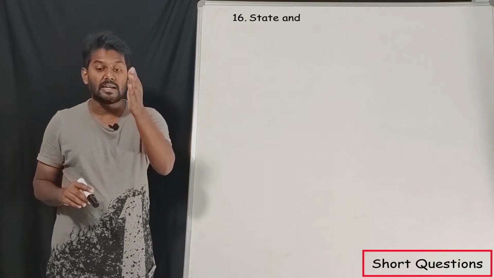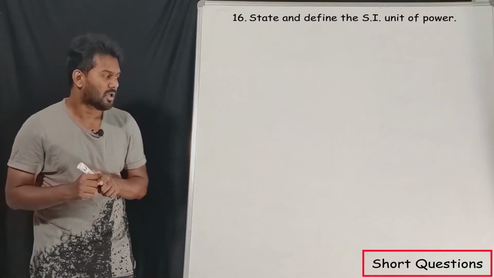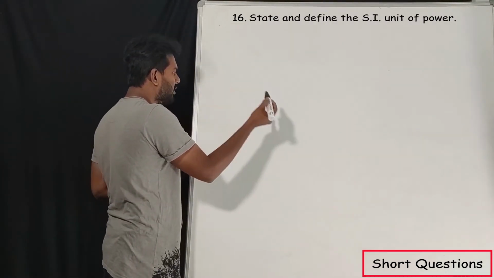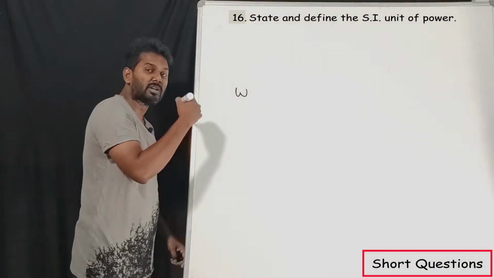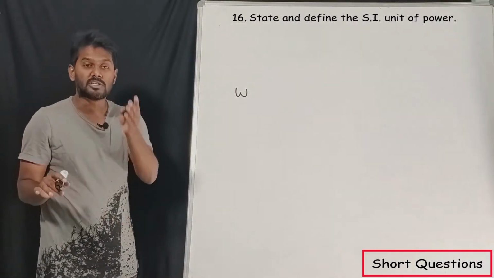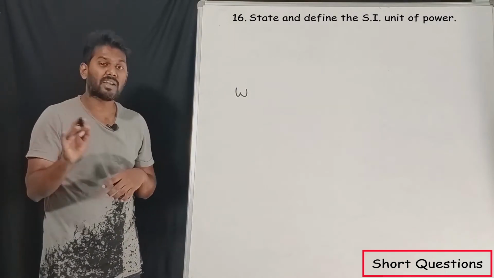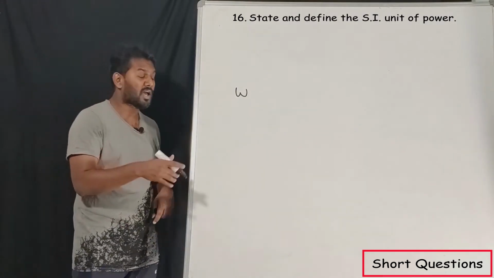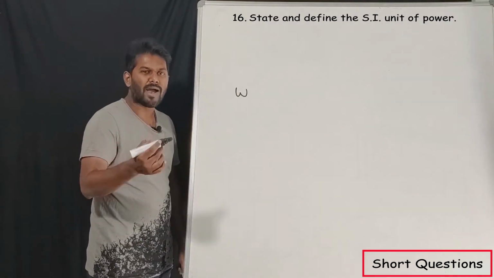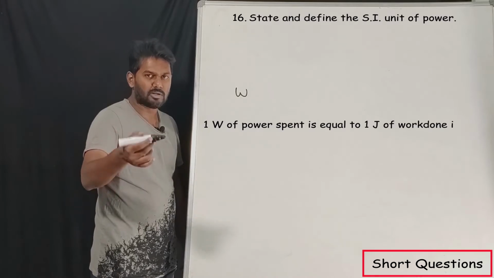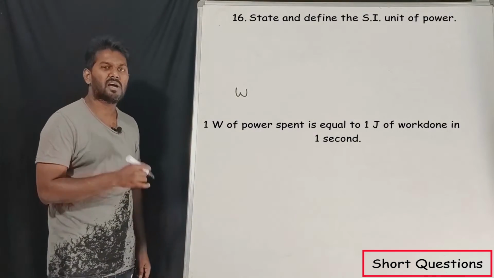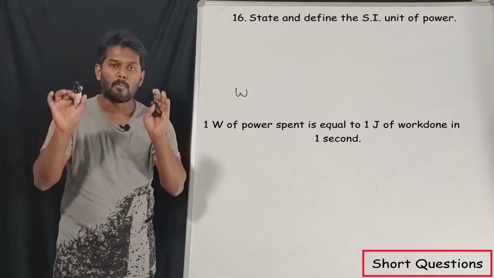State and define the SI unit of power. So state means just you have to write the word. For the state, the SI unit of power is watt. Now we have to define what is this watt. We should not define what is power. See, understand the question. State and define the SI unit of power. They are not asking define power. They are asking you to define the SI unit of power. SI unit of power is watt. Now we have to define it. 1 watt of power spent is equal to 1 joule of work done in 1 second. That's it. That is the definition of SI unit of power.